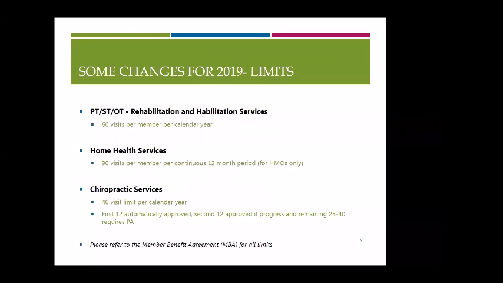So, some more detail on the limit changes for 2019. PT, ST, and OT, so physical therapy, speech therapy, and occupational therapy for rehab and habilitative services, are limited to 60 visits per member per calendar year. Home health service visits have a 90 visit per member per continuous 12-month period limit, and that's for HMOs only. And for chiropractic services, there's a 40 visit limit per calendar year.